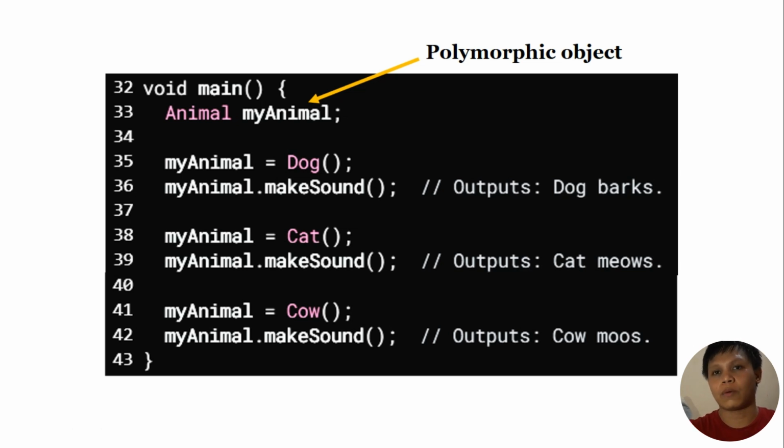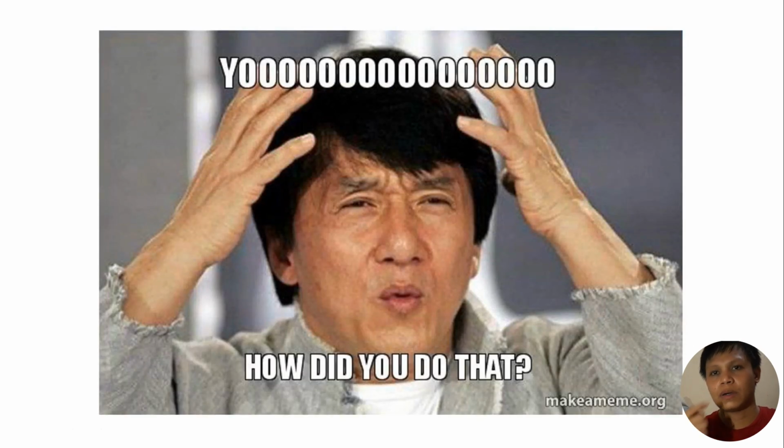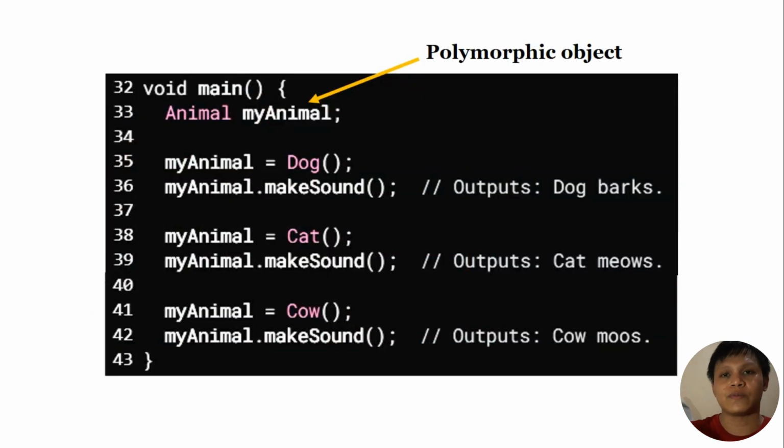Now, you are wondering, how did we do that? You noticed in our previous videos that whenever we call a method repeatedly, the output is always the same. But this time, we call a method three times, and every time we call the method, the output changes.